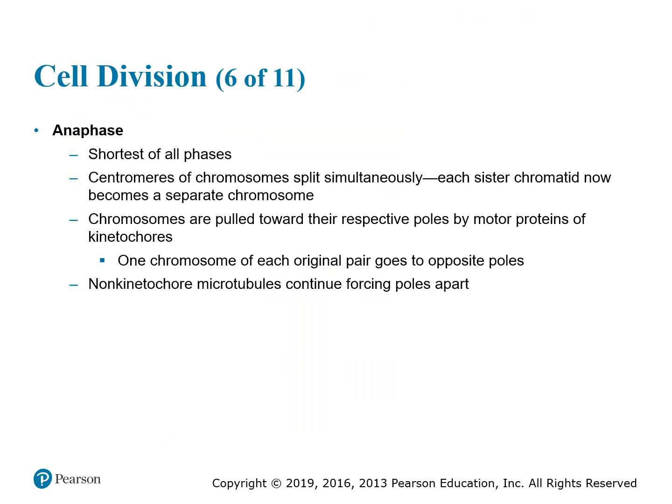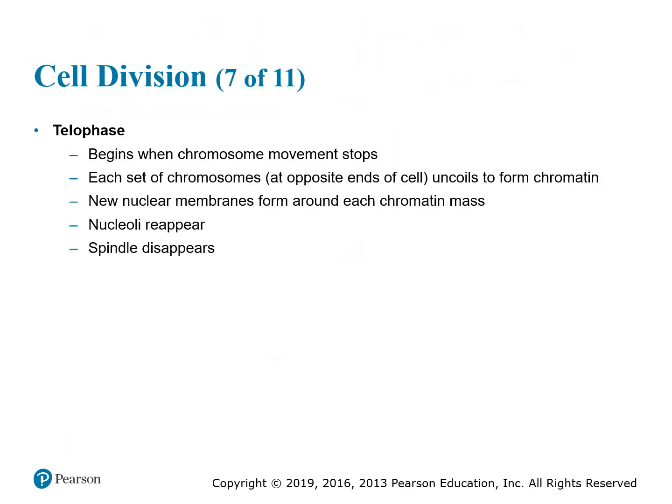And now the centromeres of the chromosomes will split, and each sister chromatid will become a separate chromosome. They are attached by these microtubules at the kinetochore and will begin to be pulled towards the poles, one chromosome of each of the original pair going to the pole.